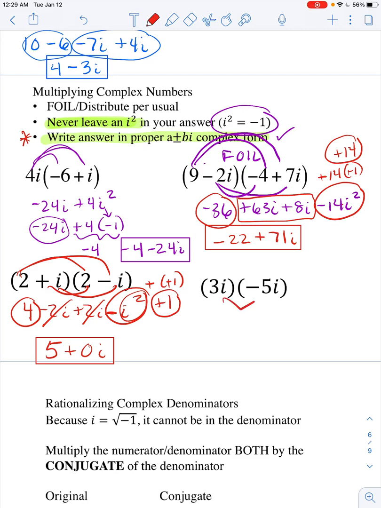Here, they multiply to be negative 15i squared, but i squared has a value of negative 1, so they combine to be 15, but following my instructions, I would write that as 15 plus 0i, since it said to write your answer in proper a plus bi complex form.